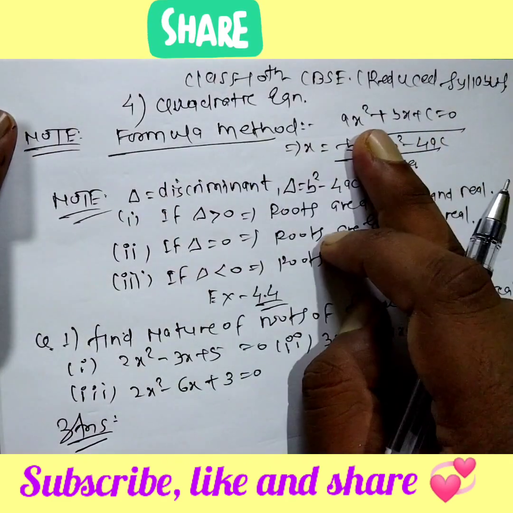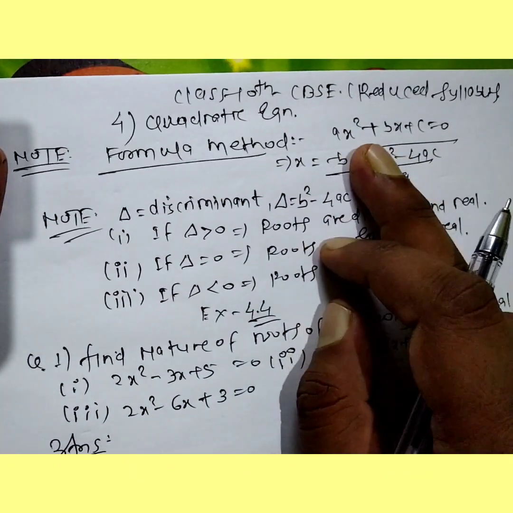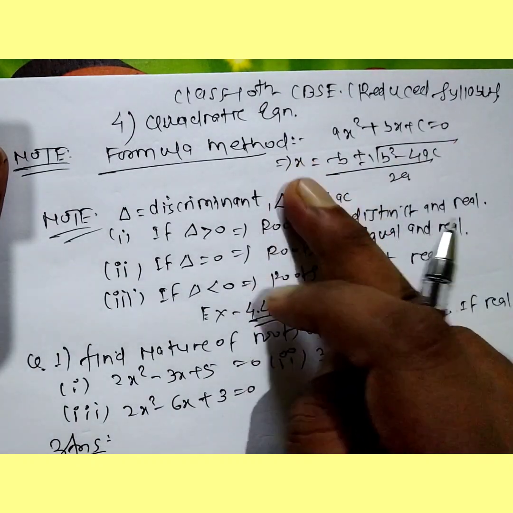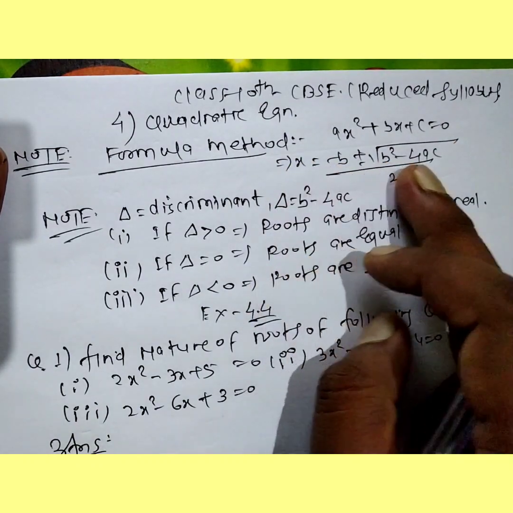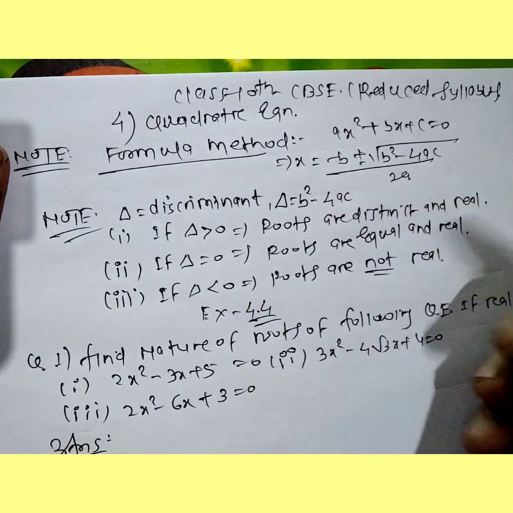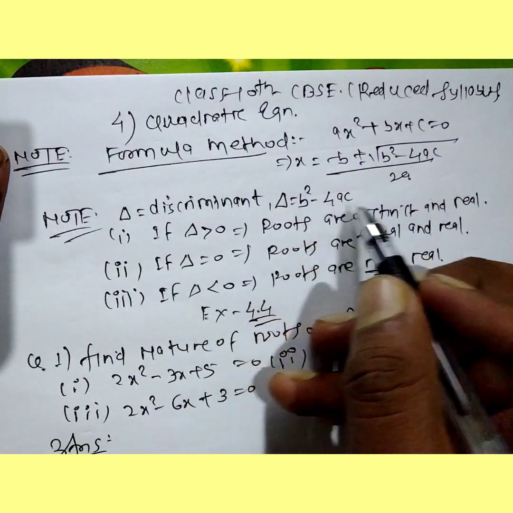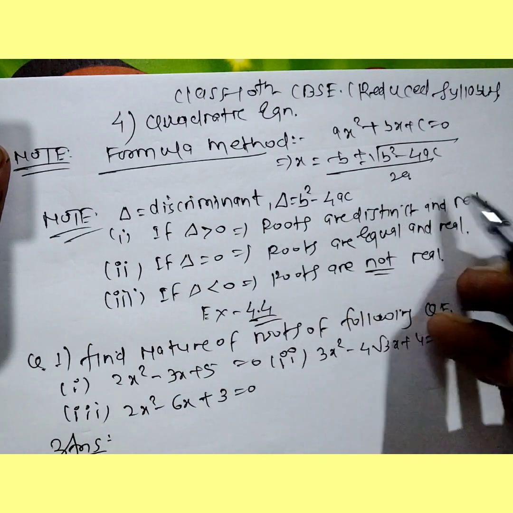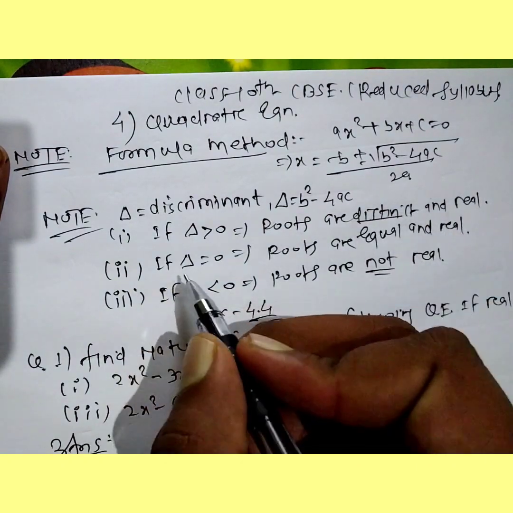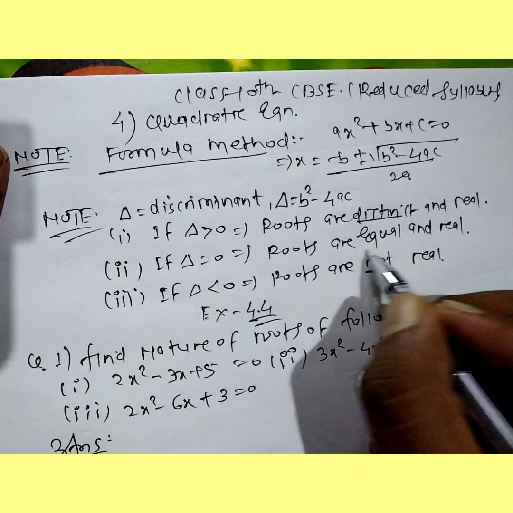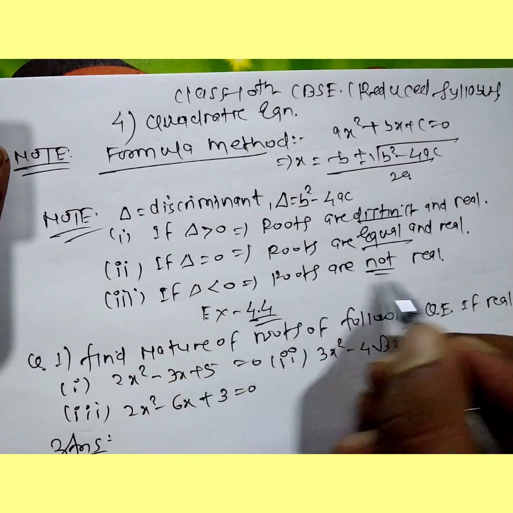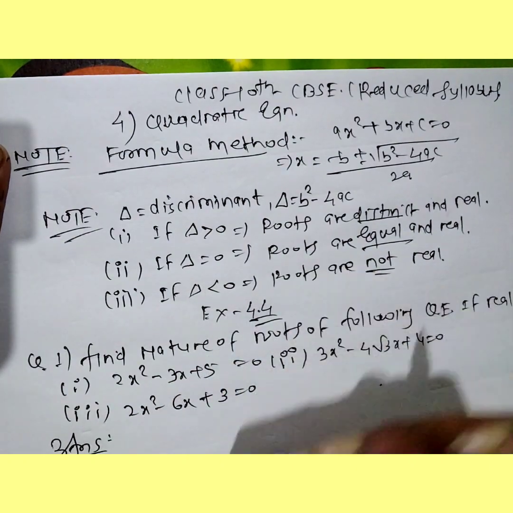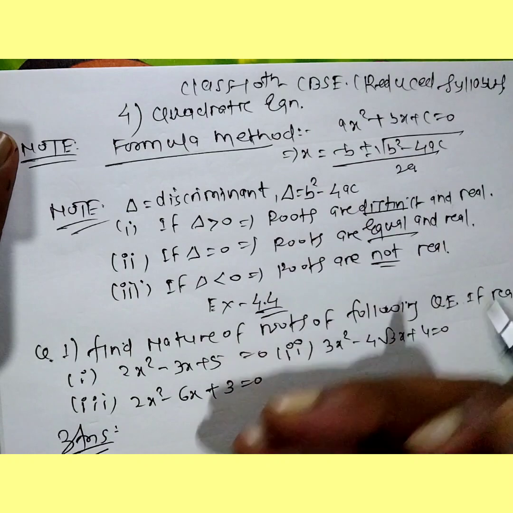So this is called the formula method. Whenever we have ax square plus bx plus c equal to 0, its root is given by x is minus b plus minus root of b square minus 4ac upon 2a. Suppose delta is b square minus 4ac, we call it the discriminant. If delta is greater than 0, then roots are real and distinct. If delta is 0, roots are equal and real. And if delta is less than 0, roots are not real. Okay, so we'll solve examples and then you will understand more precisely.